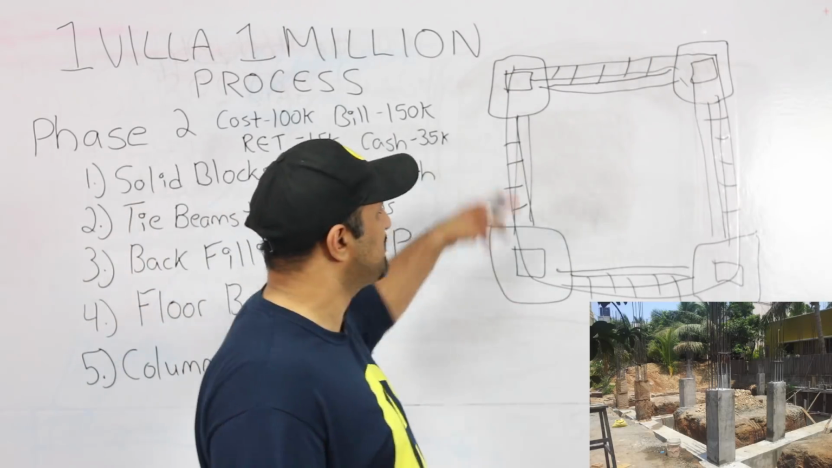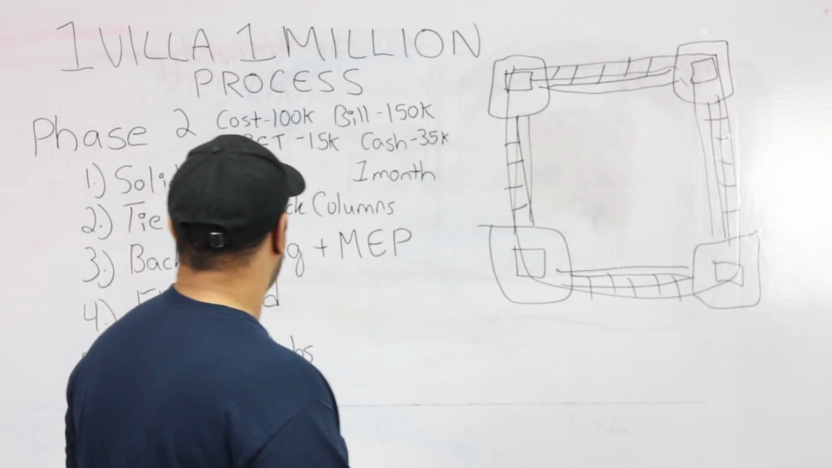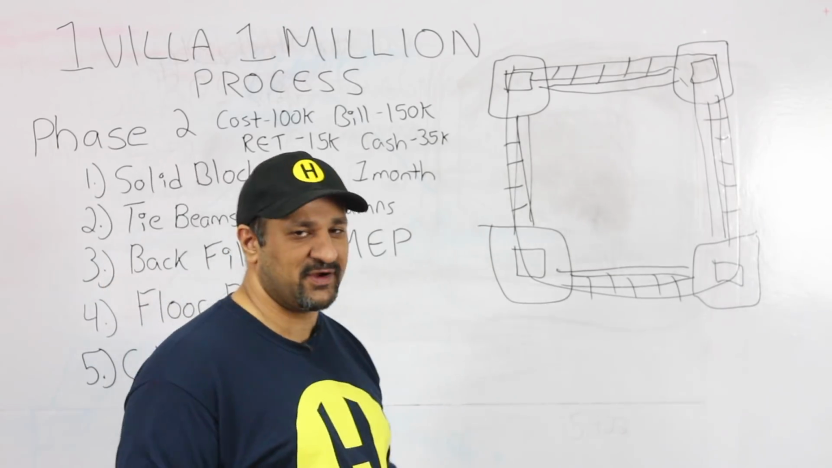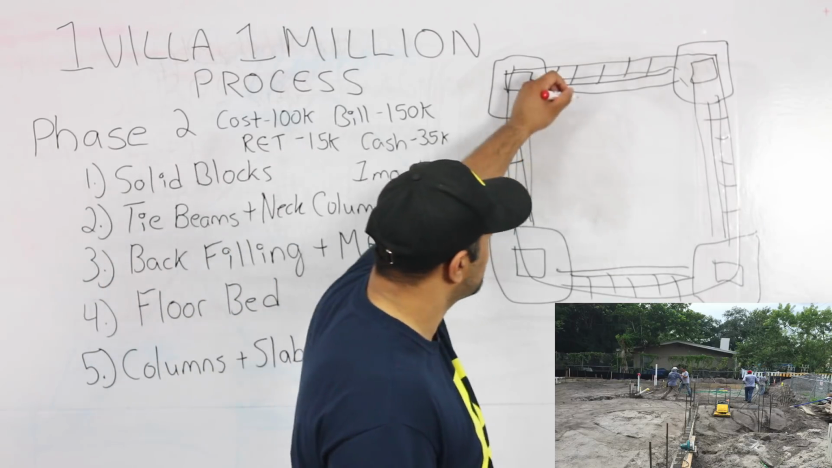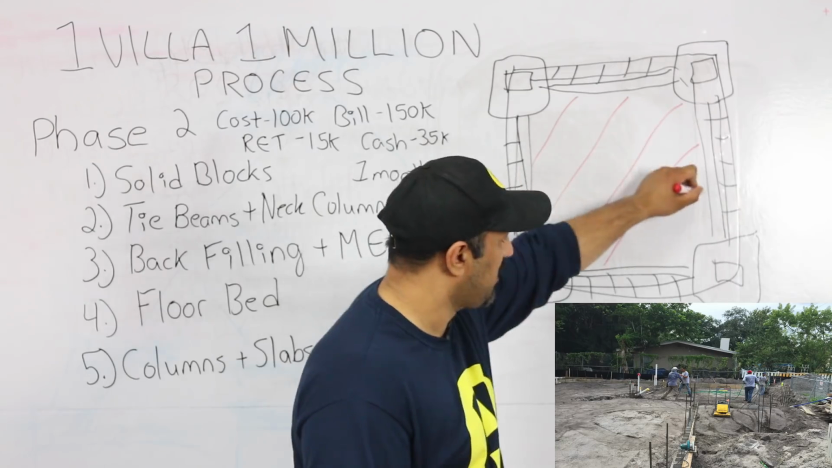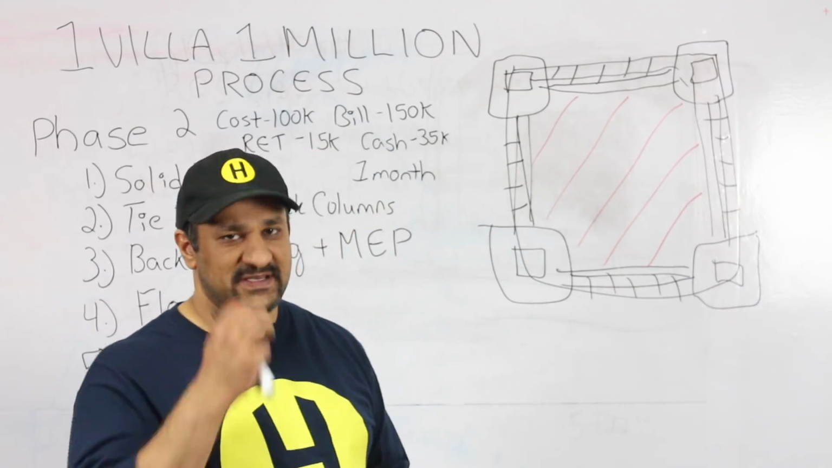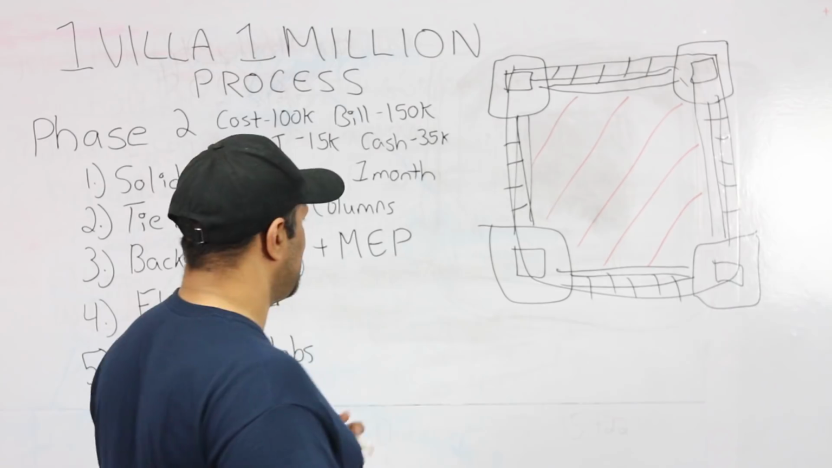Okay? So the tie beams and neck columns are casted together. And then we go to the backfilling. And I'm just going to change markers here so you can see the difference a little bit. And so this is the backfilling. All that excavation that was done is basically now refilled, and the backfilling is done.